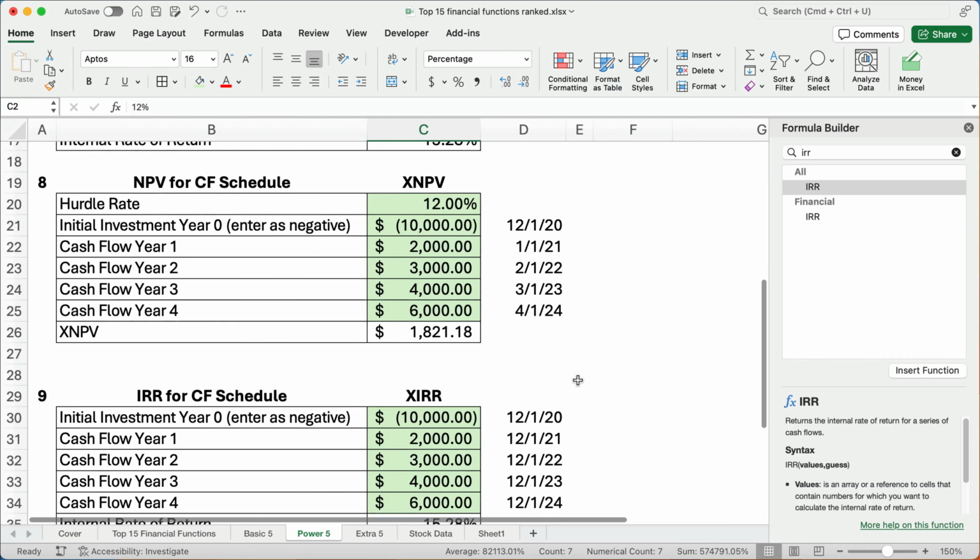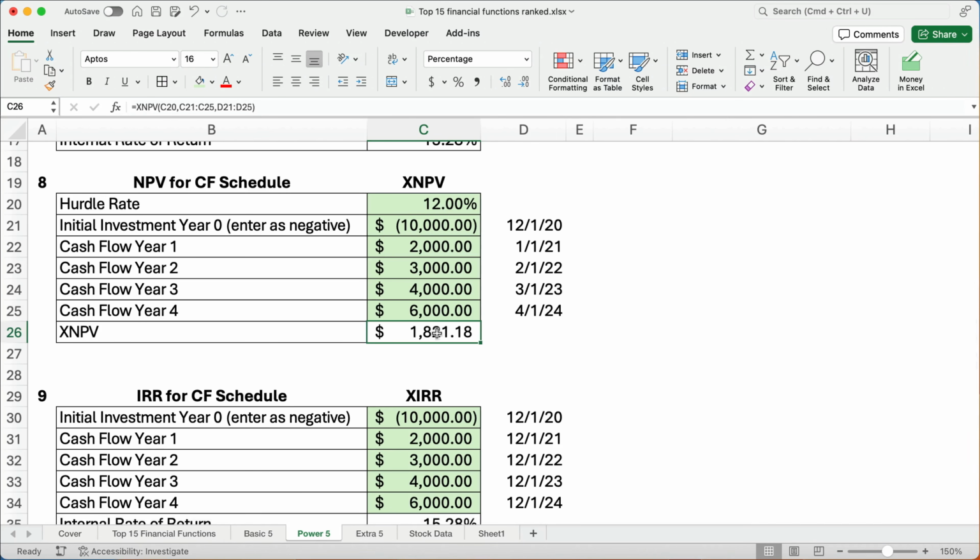Let me show you how to do it one different way in net present value and two different ways in internal rate of return. All right, so we have the same problem. Now, for the XNPV, that's the newer function, we now have the same hurdle rate, we have the same cash flows, except now we have different dates. So the dates make a difference. So let's do XNPV.